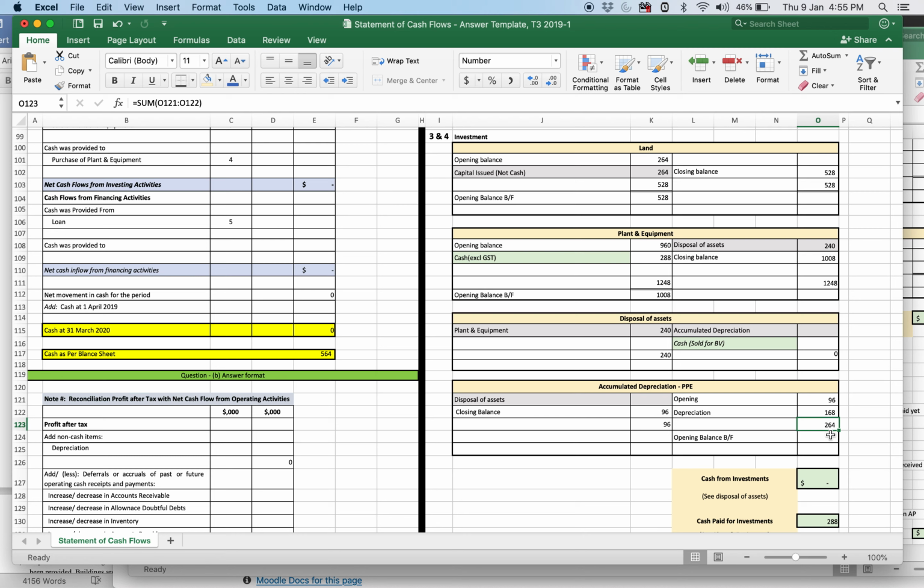Right, so if we open with that amount of accumulated depreciation, and we've claimed that amount this year, you'd think the total was that, but we've obviously had to get rid of the accumulated depreciation on disposals of what was sold. So the balancing figure will be 168, I'd say.